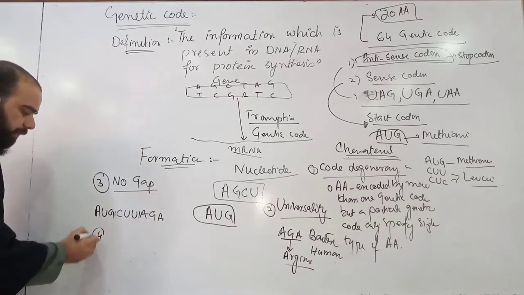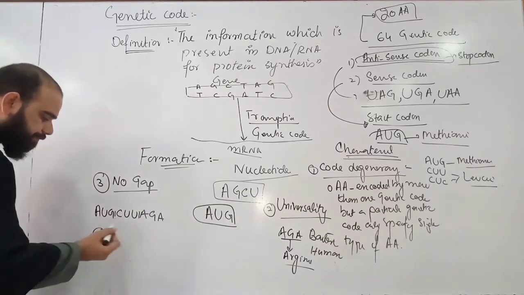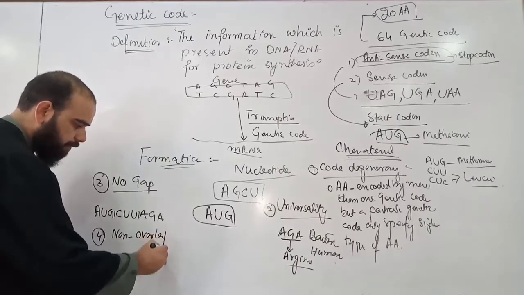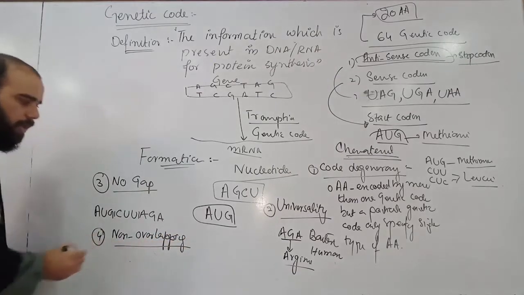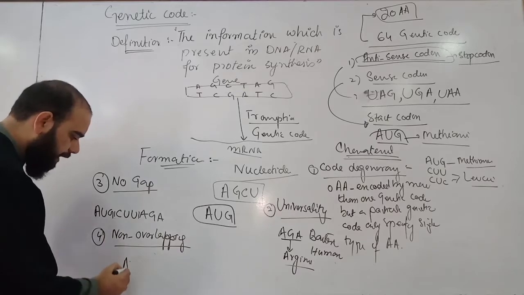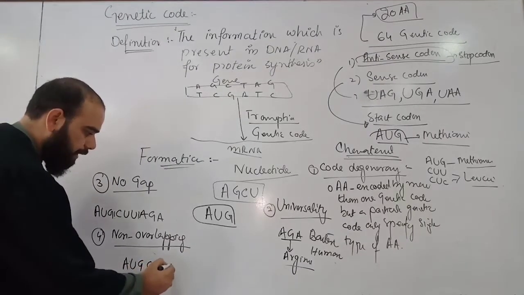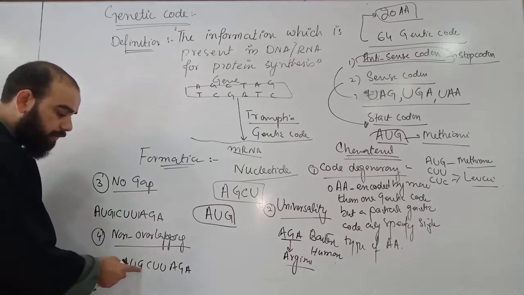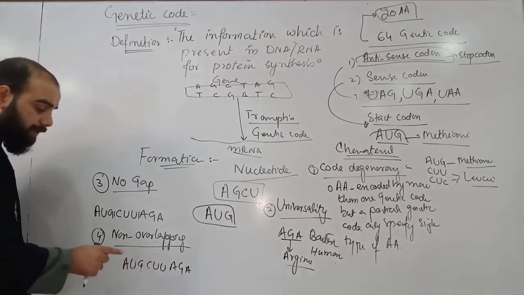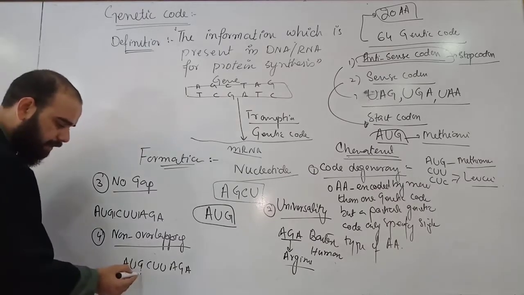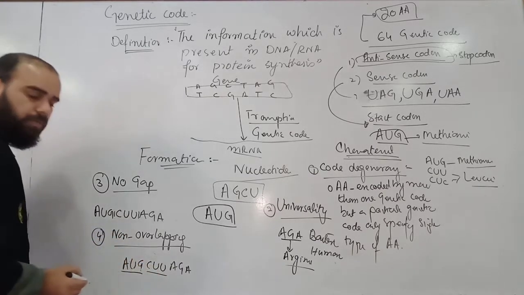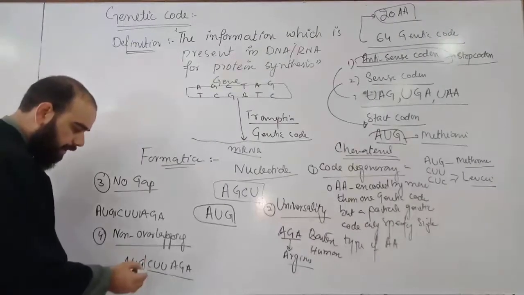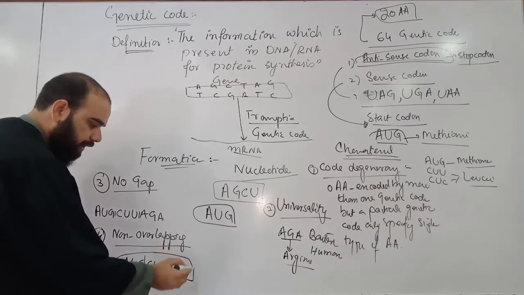Similarly, the fourth characteristic of genetic code is non-overlapping of genetic codes. It means we have genetic codes AUG, CUU, AGA. This cannot be read as AUG, then the next genetic code UGC or GCU. So this is totally wrong. This can be read as AUG, one genetic code, CUU, another genetic code, and AGA, another genetic code. So each set of three nucleotides consists of a separate genetic code.